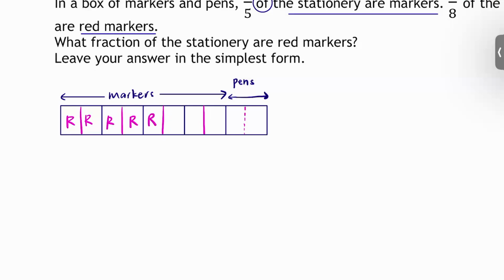And they ask what fraction of the stationery are red markers. So by observation, we can see that the stationery has now been split into 10 parts, 10 units. And out of 10 units, 5 are red. So the answer is half.